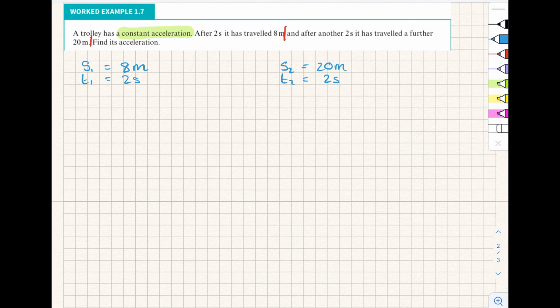Now, let's look at the unknown information, okay? We do not know the acceleration. We do not know the initial velocity. We also don't know the final velocity. And the same can be said over here. We do not know these variables.